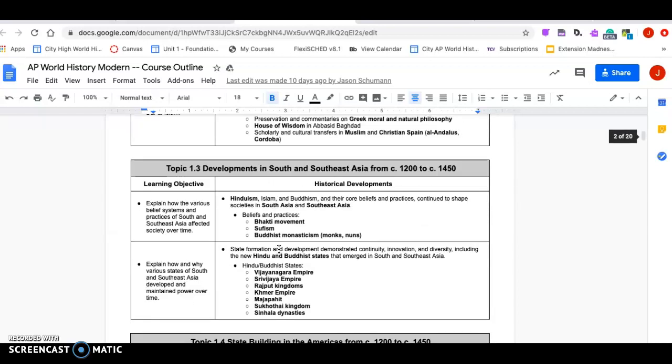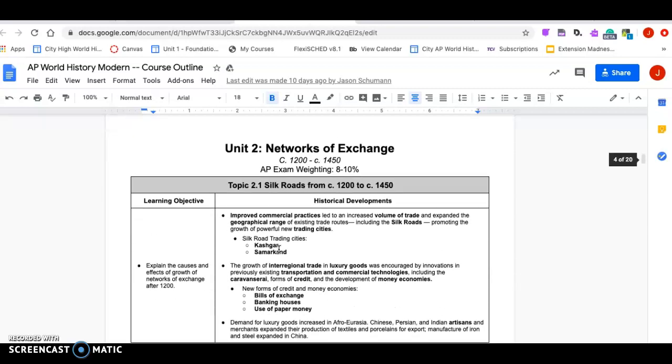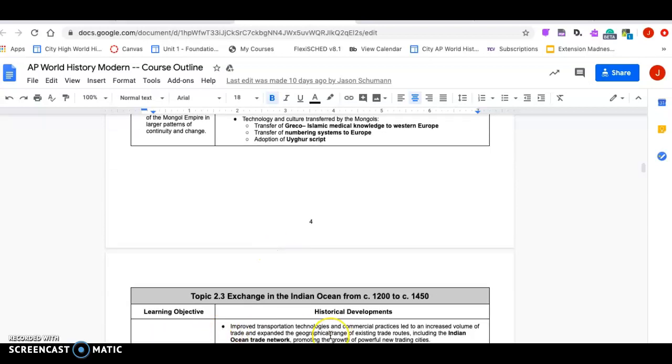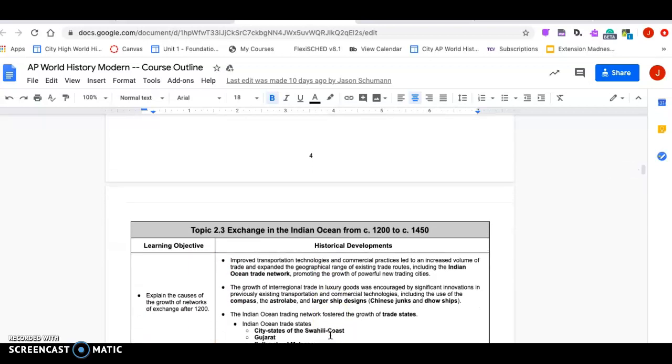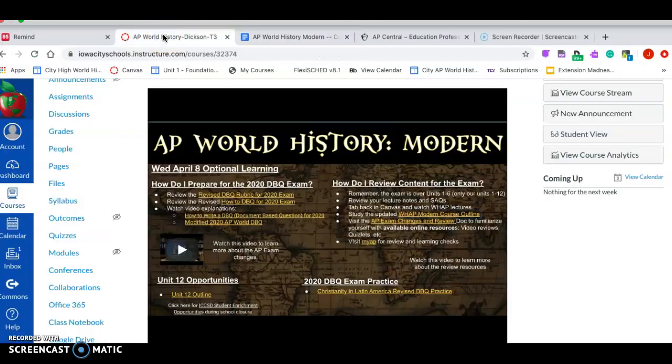And you will see that this document is 20 pages long. It is very, very thorough, and it gives you lots and lots of learning objectives, key understandings, historical developments, and illustrative examples in bold for you to study. That's part one of the mothership of AP World Review.